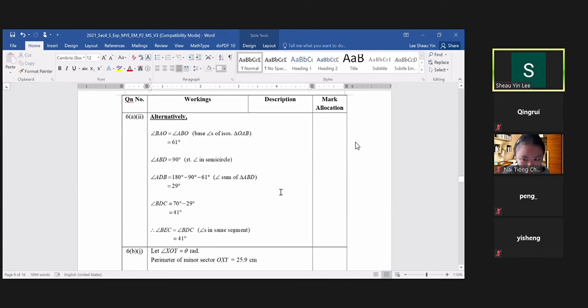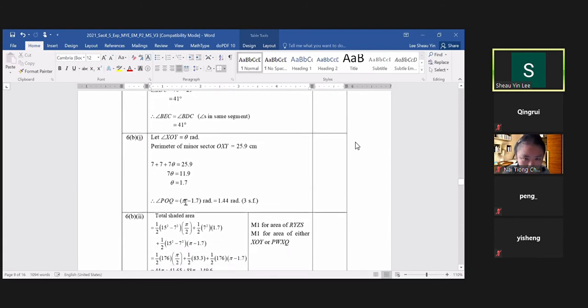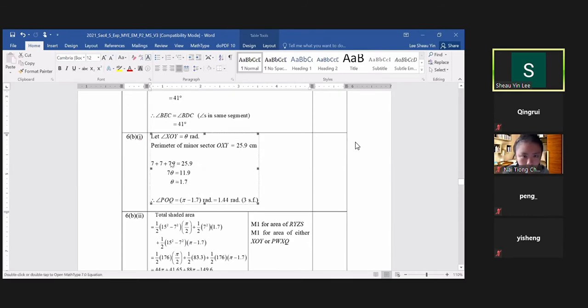Number 6B. In 6B, a lot of you didn't write your answer in terms of pi. The question already says in terms of pi, in terms of the radian. Luckily, many of you put in 1.7, and for this part you get 1 mark. Even though you don't get full marks, at least you get 1 mark. You managed to work out 7 by 7 by 7 theta, so 1.7. Then pi minus 1.7 radian, 1.44 radian.